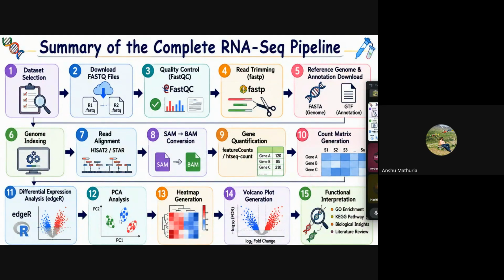Now in the process, we also downloaded a file for genes. Those particular genes you can put onto online web servers like GO enrichment, KEGG pathways, and all of that, where you can get its biological interpretation. So this is the entire RNA-seq pipeline.